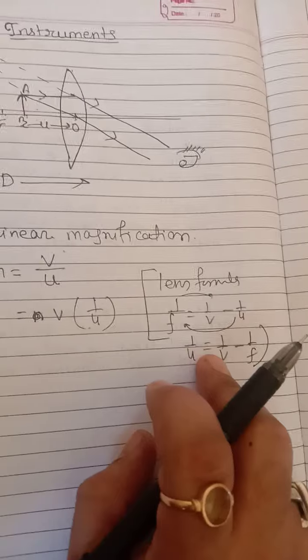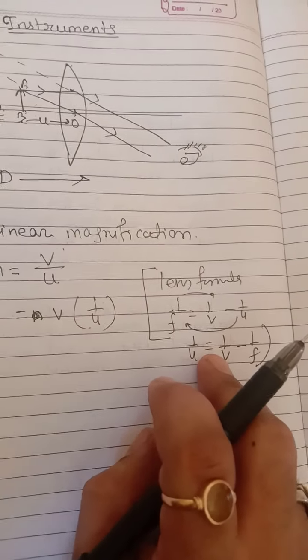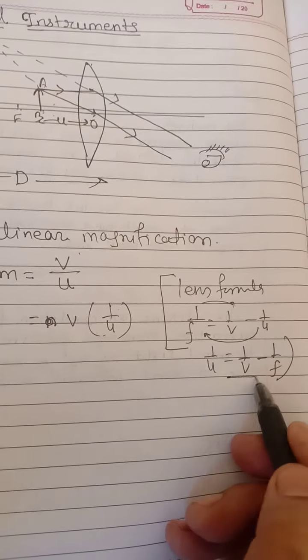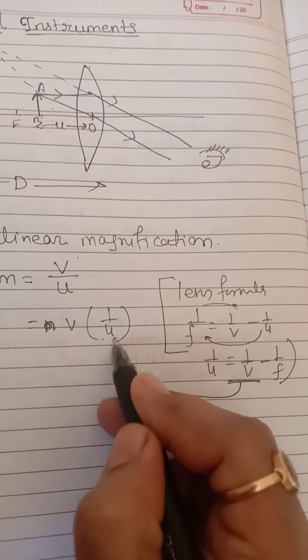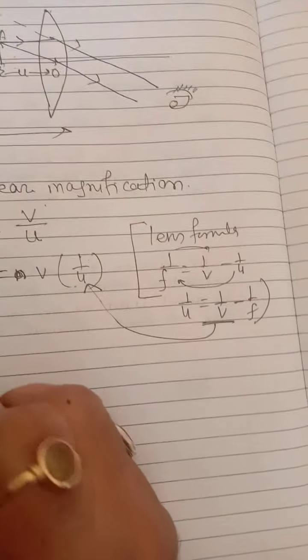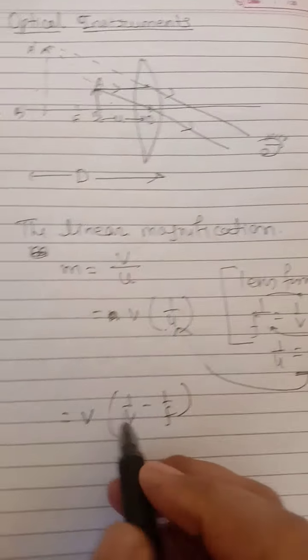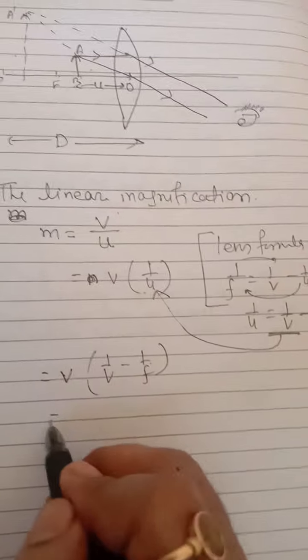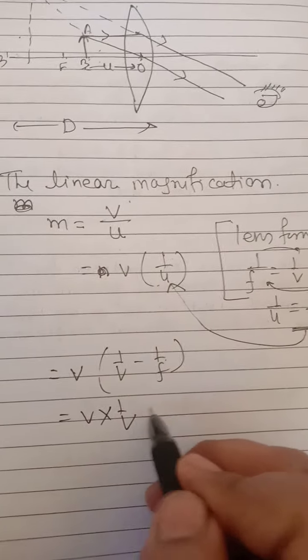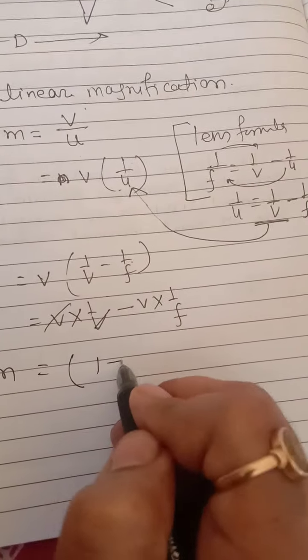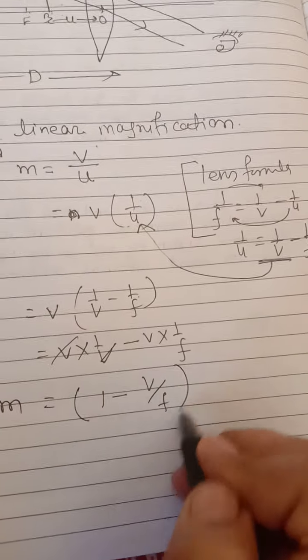Okay, you can see on page number 39 that it is written directly. So from where this came and other things, you consider it and put here. So what we'll write here, V, it is 1 by V minus 1 by F. Now multiply V throughout. So when V is multiplied by 1 by V and V is multiplied by 1 by F, V and V will be cancelled. So your magnification M is equal to 1 minus V by F.